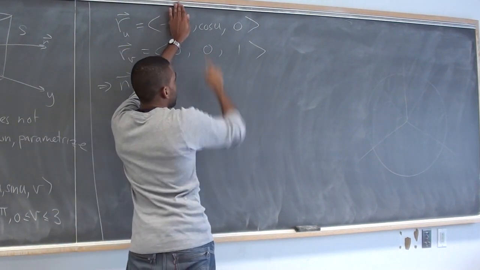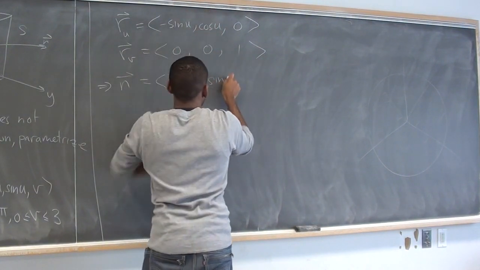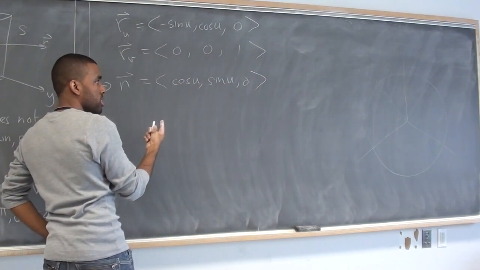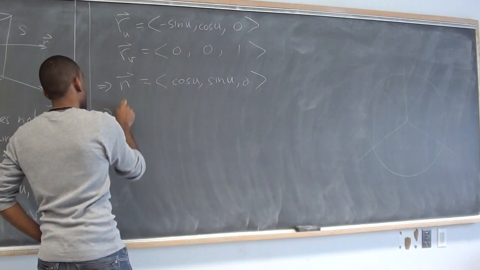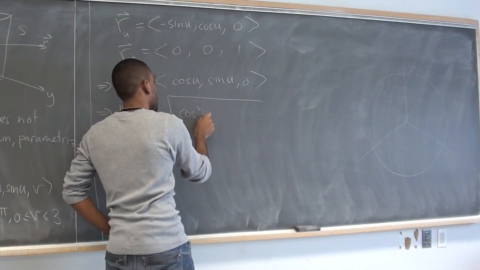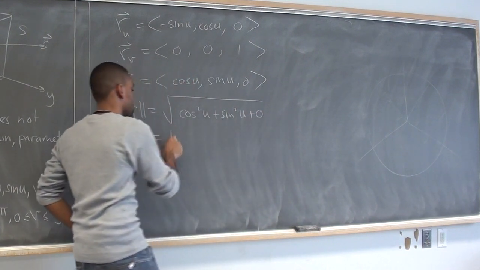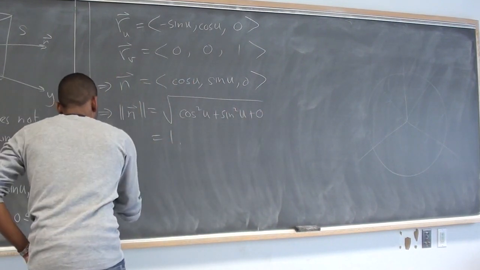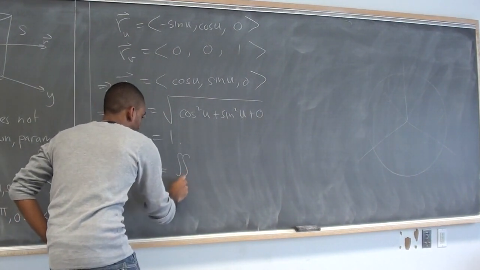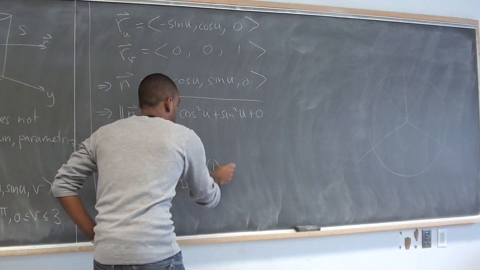So your n is just going to be the cross product. That's cosine, sine, 0. It doesn't matter which direction it's pointing because I'm taking the magnitude. So it's the radical of each component squared. There's 1. It's just 1. And so my double integral over S of z squared dS is just going to be my double integral over D of z squared times 1 dA.